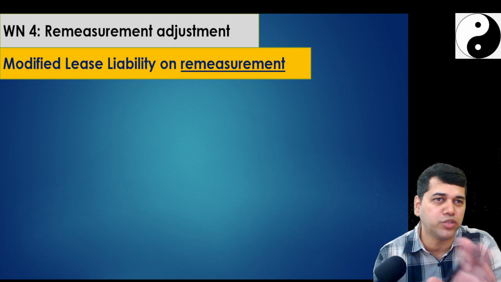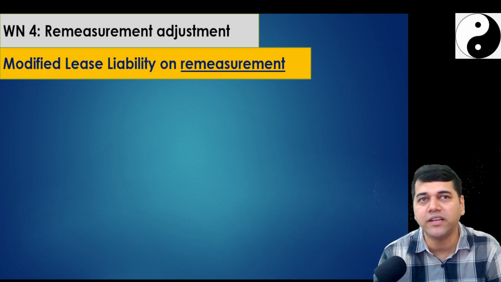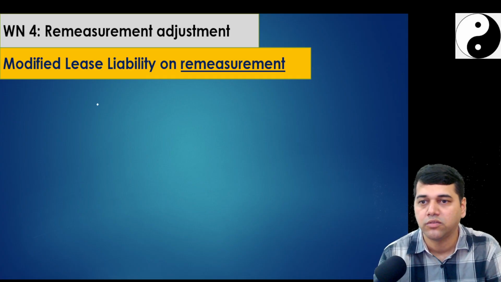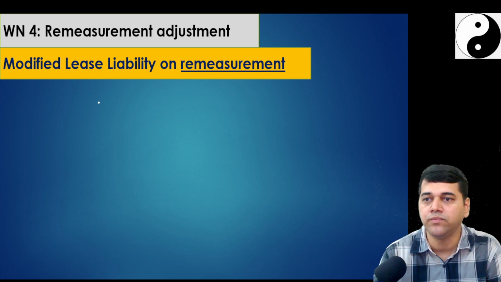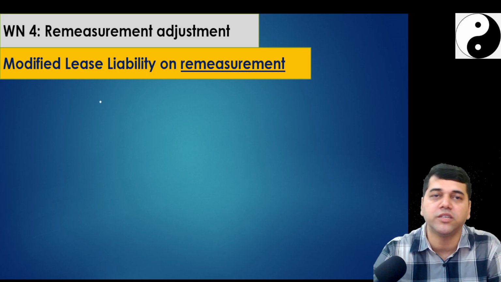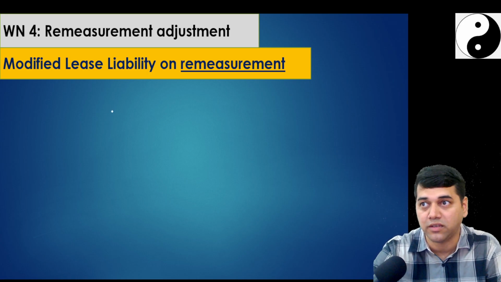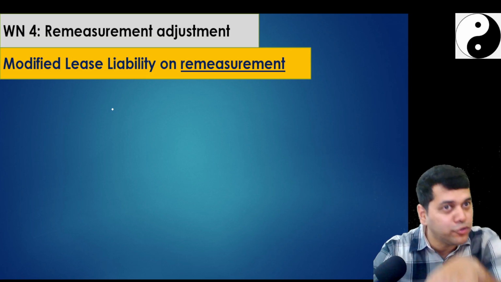Institute has given one more journal entry, but see, I am avoiding it. I am giving one consolidated effect. I will show you what Institute has done, so that you see what you need to do. Modified lease liability on remeasurement, how much? Can you tell me, students? What should be my actual lease liability? What we just reduced it.